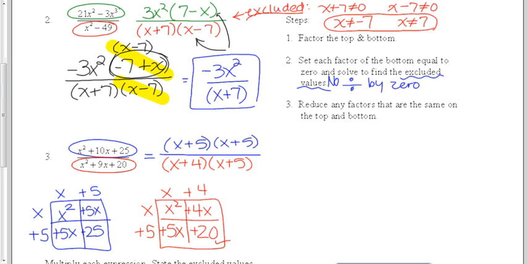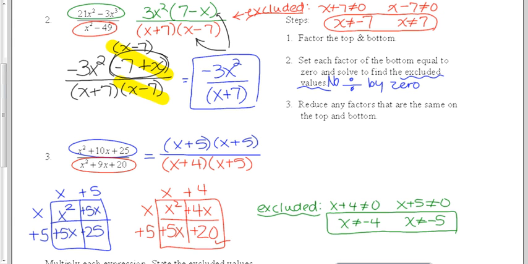At this point, remember, I also want to state my excluded values. So what's excluded here are anywhere the bottom would equal 0. So I have x plus 4 cannot equal 0, so x cannot equal negative 4. And x plus 5 cannot equal 0, so x cannot equal negative 5. We won't always write these down, but sometimes we ask you for them, sometimes we don't. You'll just have to read the directions. It'll also come up later when we do some graphing.